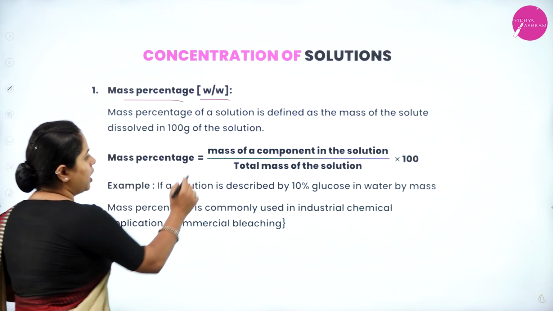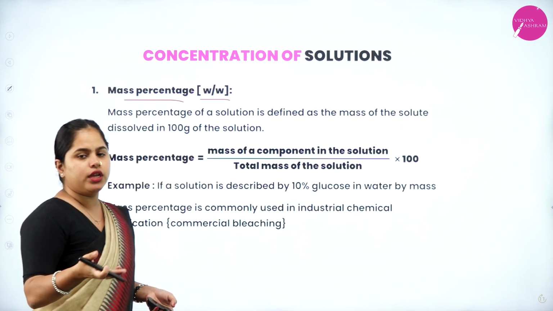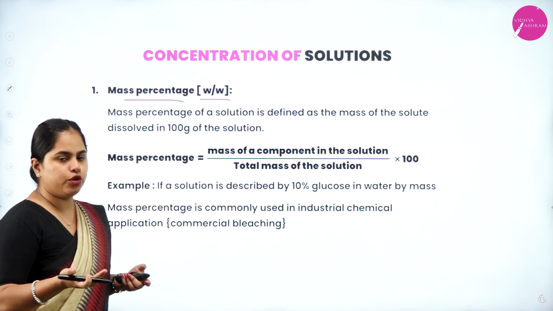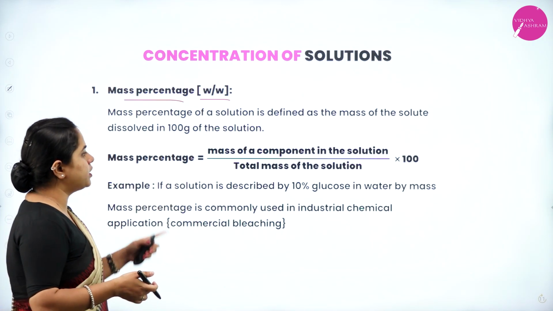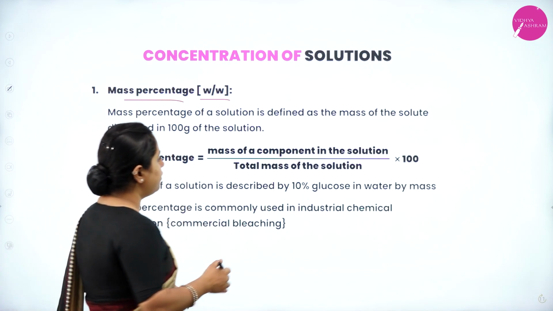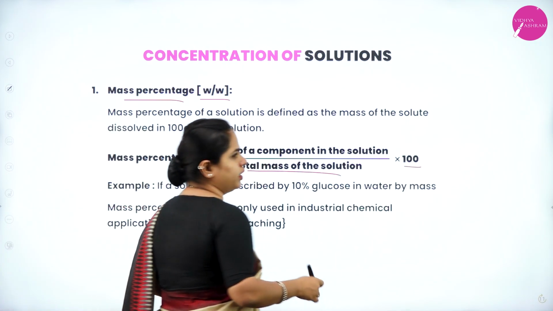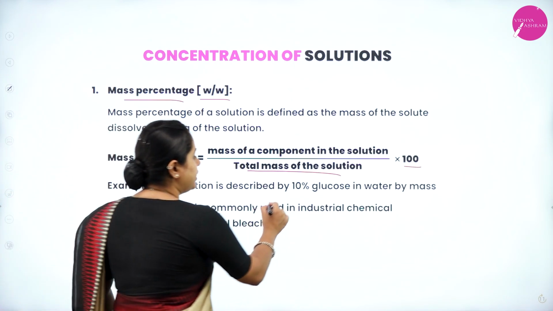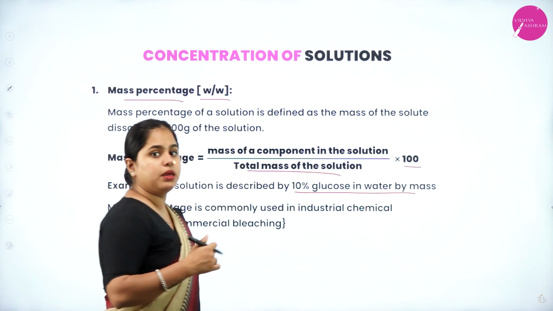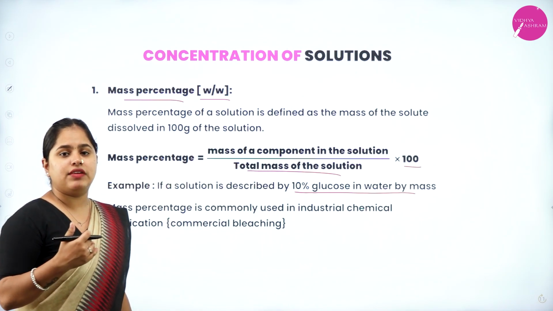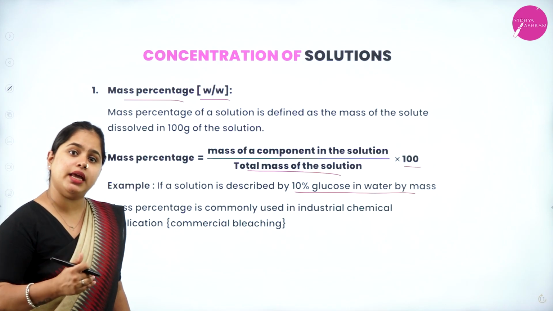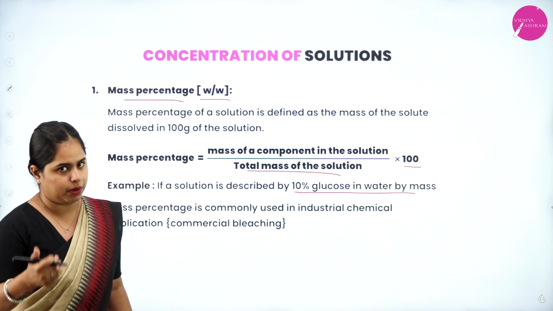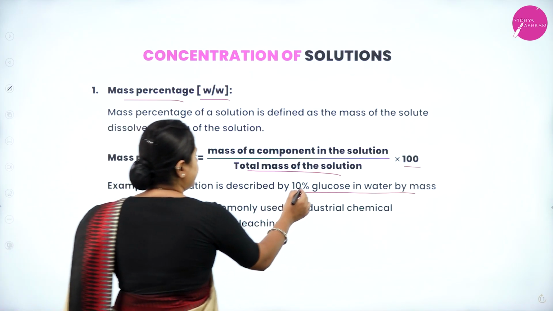So mass percentage is mass of component in the solution. So if you need in terms of solvent, you can use mass of solvent, or else if in terms of solute you want, mass of solute you can take. That is why it is written mass of a component in the solution divided by total mass of the solution into 100 will give you the mass percentage. So if a solution is described by 10% glucose in water by mass, or else it is given that mass by mass percentage is 10%, that means the mass percentage is 10%.